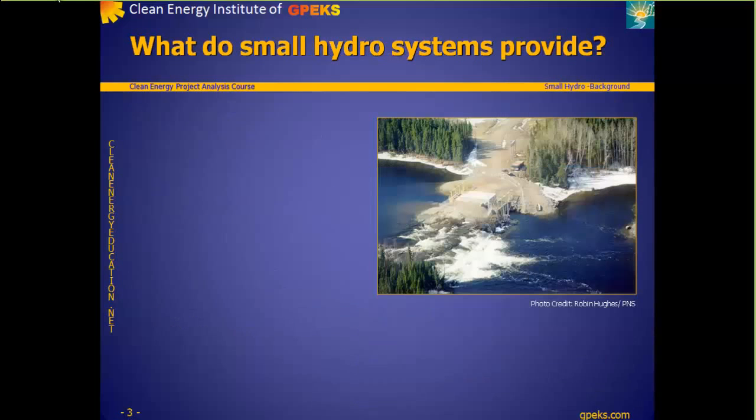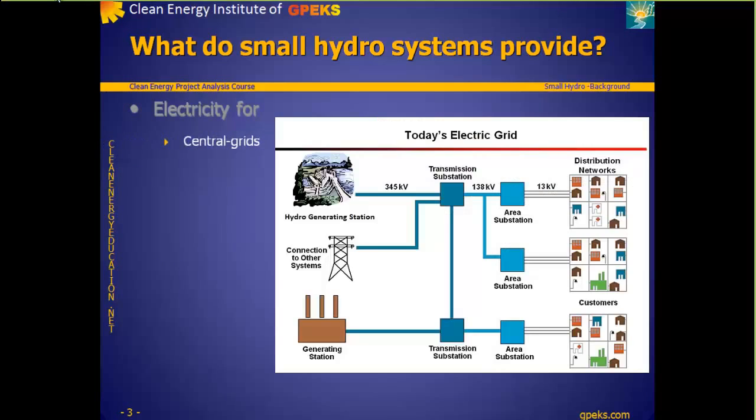What do small hydro systems provide? Small hydro systems harness the power of falling water to provide electricity. This electricity can be sold onto a grid or used at remote locations where there is no grid power. A grid is an interconnected web of generating stations and transmission facilities that provides electric power to a number of distributed consumers. Small hydro projects can be integrated onto central or isolated grids.